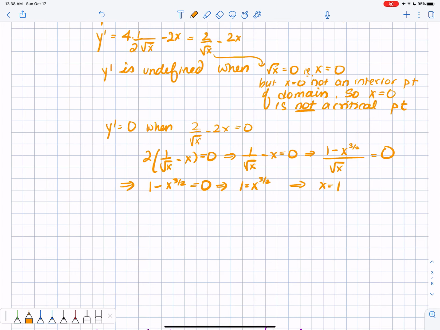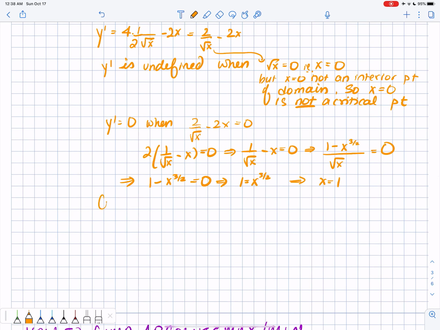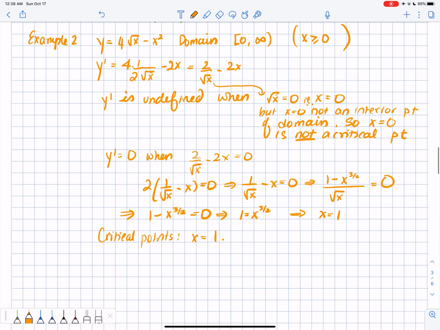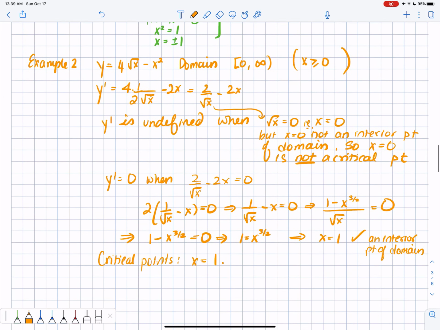Okay? And no other x value will give you y prime equals 0. So the critical points are just x equals 1. The only one we do have to check is: is x equals 1 an interior point of the domain? And yes, it is, because the domain is 0 to infinity. Okay? All right, makes sense.